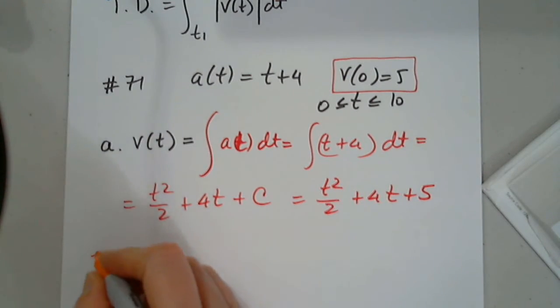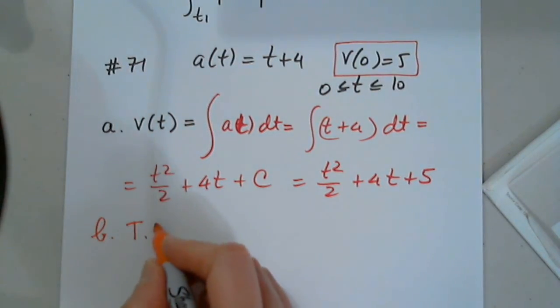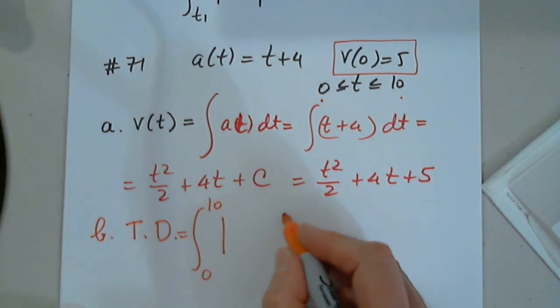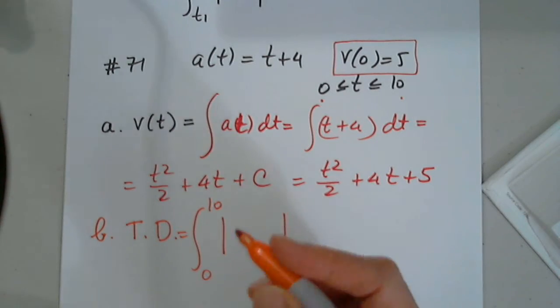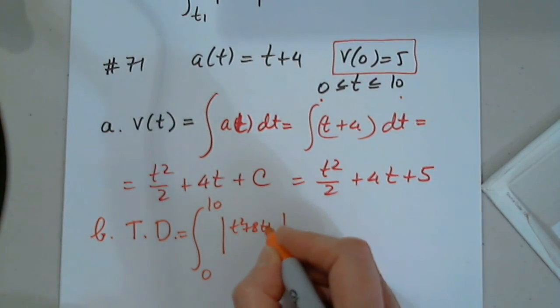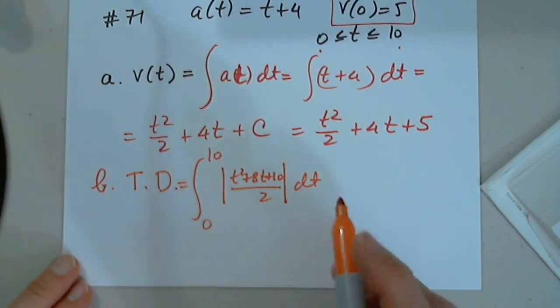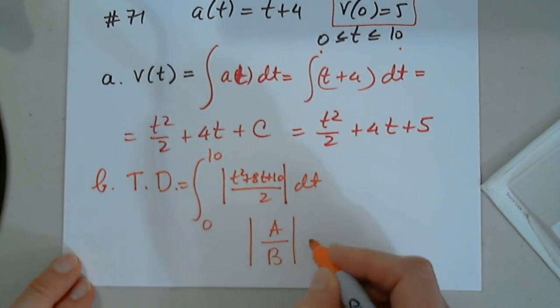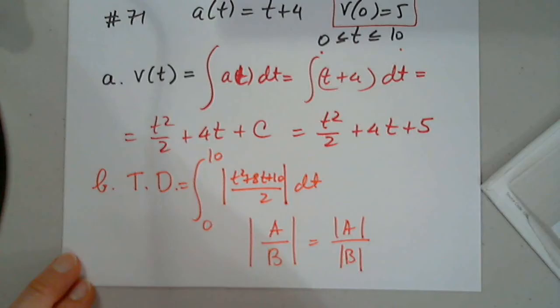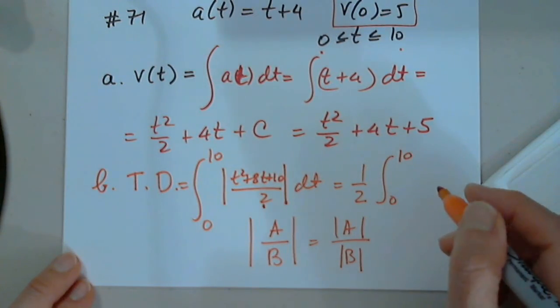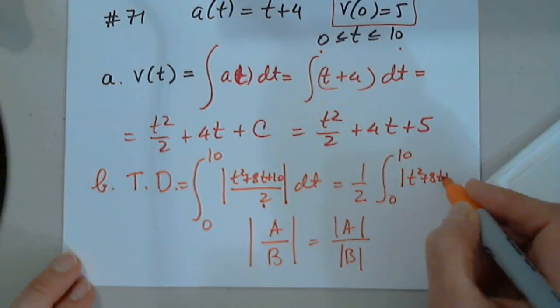Now the second half, part B, we're asked to find the total distance, which is the integral from 0 to 10 of the absolute value of the velocity function, t squared plus 8t plus 10 divided by 2, dt. Okay. So we know that the absolute value of A over B is the absolute value of A over the absolute value of B. So I will have the absolute value of 2, which will go in front as 1/2, and the integral from 0 to 10 of the absolute value of t squared plus 8t plus 10 dt.